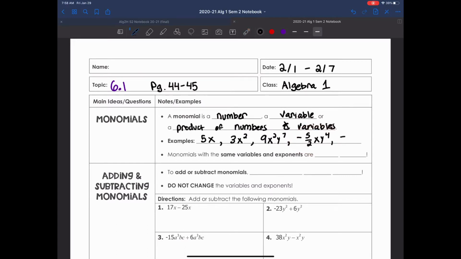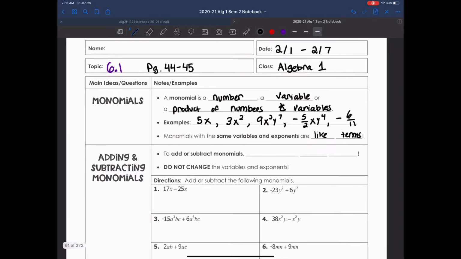And the last example might be negative 6 over 11, okay? Because like we said, a monomial can also be just a number or just a variable as well. Now, monomials with the same variables and exponents are like terms. So if we're adding two monomials together, as long as they have the same variables and same exponents, we can combine them using like terms.